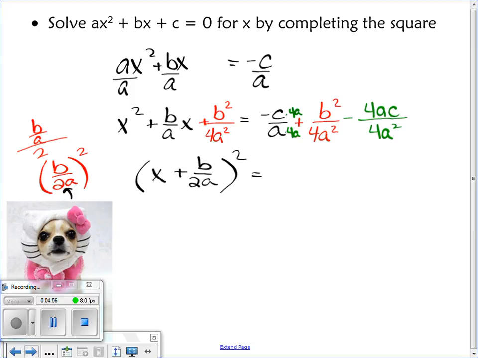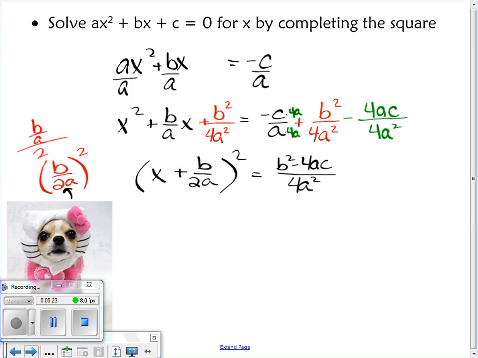Again, I'm trying to find common denominators so I can actually put my fractions together. So I can write all of this over 4a squared. On the top, b squared minus 4ac. Are those like terms? No, they're not like terms, so I'm just going to stay b squared minus 4ac on the top. All I did was get common denominators and put that together. All right, what would be your next step?